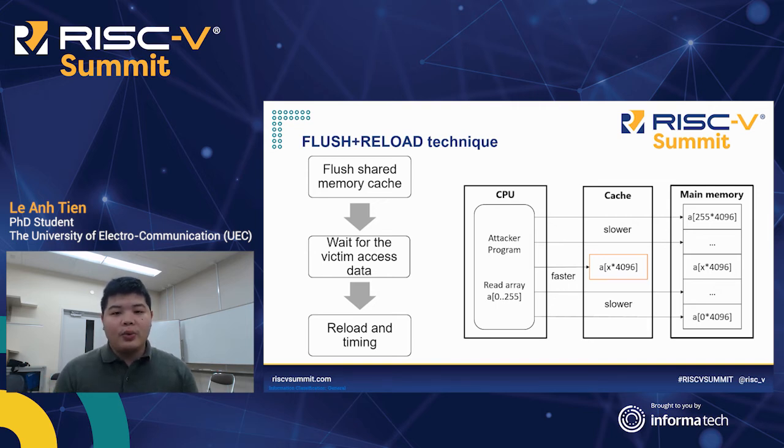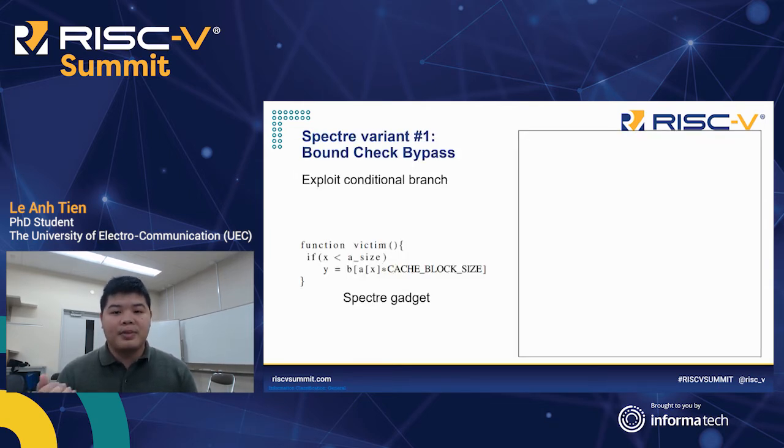In this work, we will focus on the first two well-known variants of the Spectre attack. The first one is bounds check bypass. In this attack, the conditional branch becomes the target.